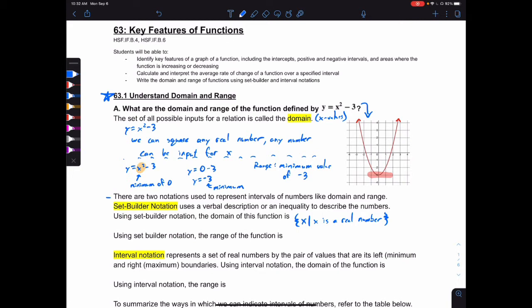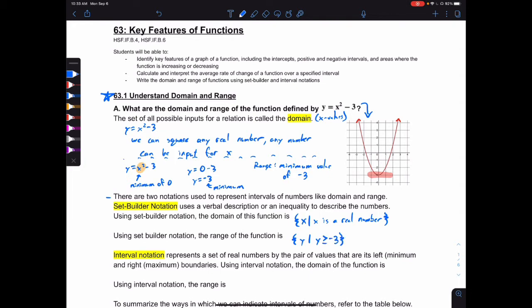And now if we wanted to do the same thing using set builder notation for the range, we would again use that little squiggly bracket and say y such that, and this time we know that the minimum is negative 3. So we're going to use an inequality here, and we're going to say that y has to be greater than or equal to negative 3.